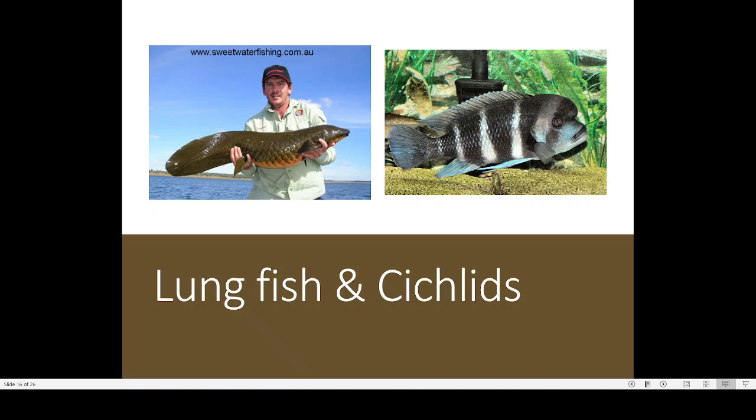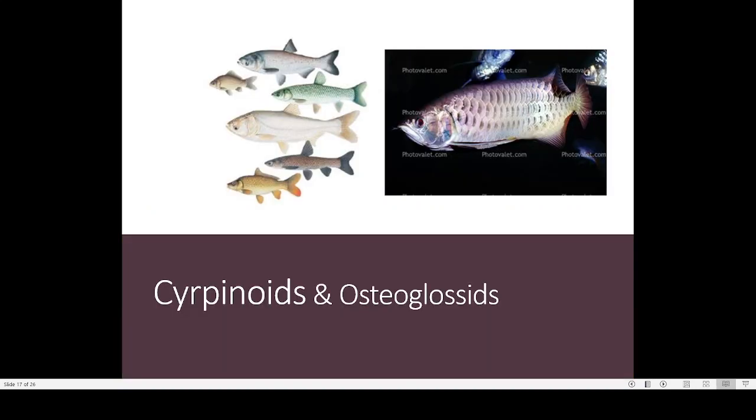You can compare the size with the person, it's a very large fish. The other one is a cichlid fish. Both are present in Africa as well as in India. Here you can find cyprinoids, which are mostly smaller fishes. Then osteoglossids are also present.